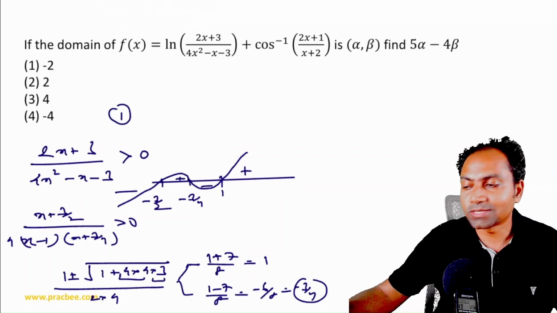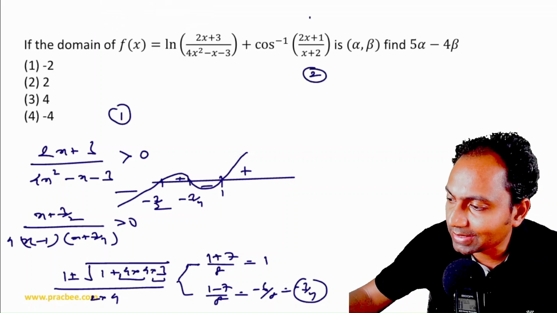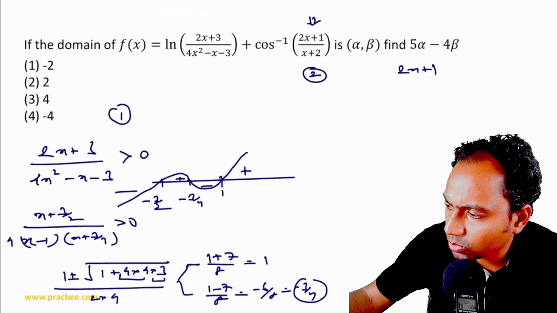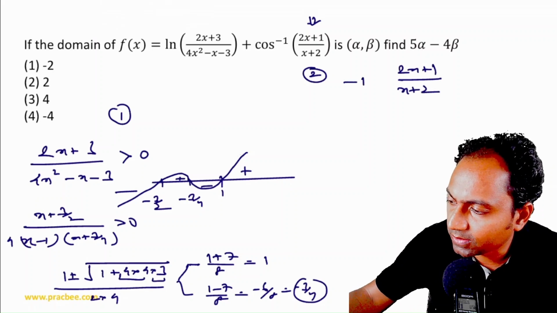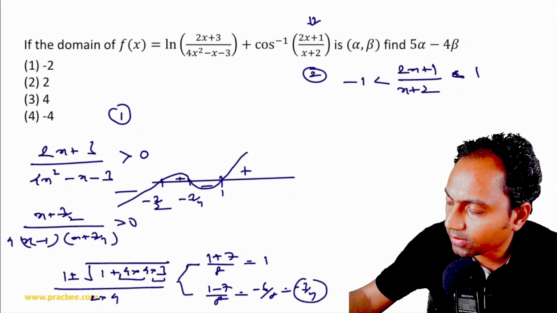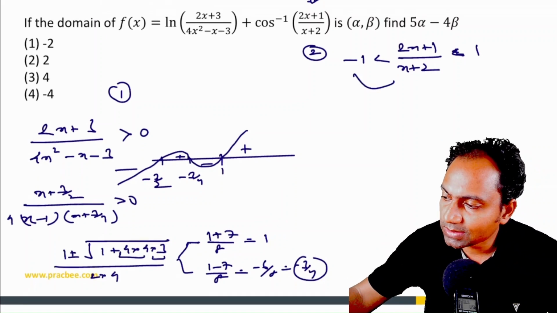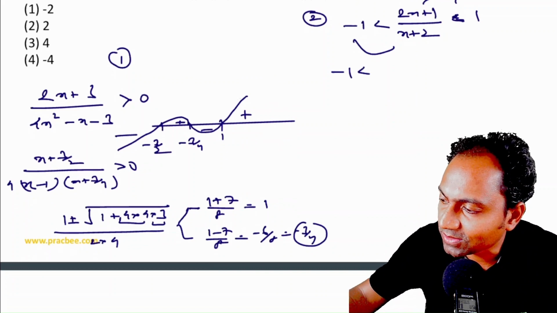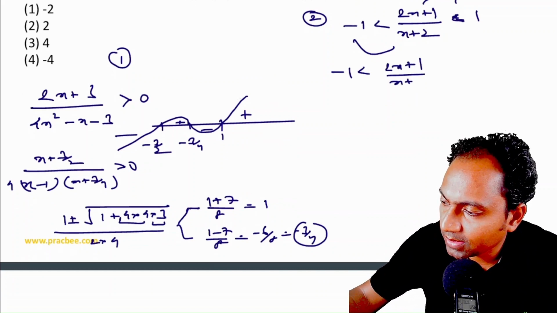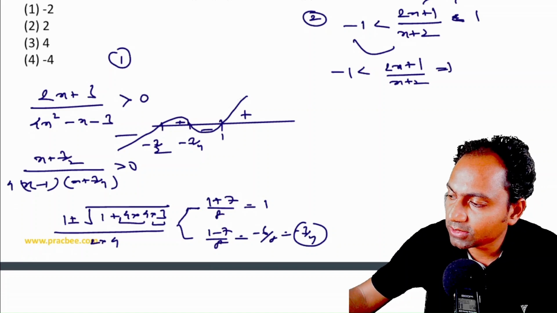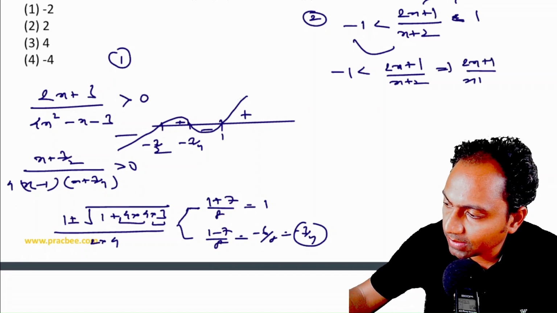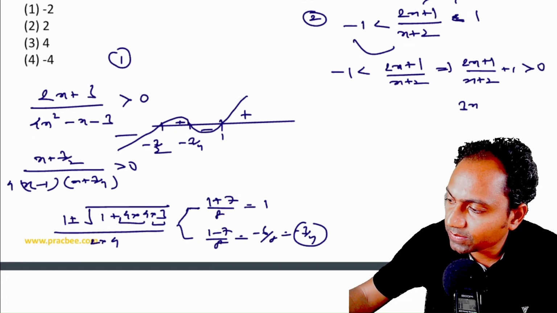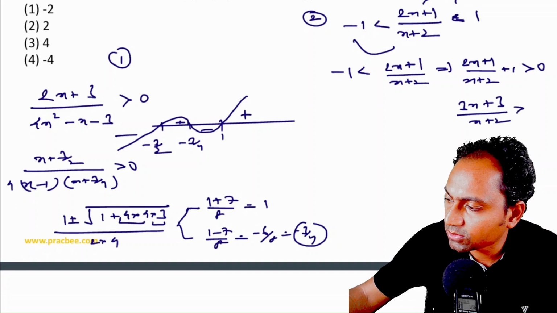Now let us move to the next step. The next step talks about whatever is inside this inverse function needing to be between minus 1 and 1. So (2x+1)/(x+2) should be between minus 1 and 1. Now we will have to solve this and this separately and then take their intersection to get to an answer. So if I take this first part, minus 1 is smaller than (2x+1)/(x+2). So this can be written as (2x+1)/(x+2) plus 1 is greater than 0. If I take this, this becomes (3x+3)/(x+2) is greater than 0.